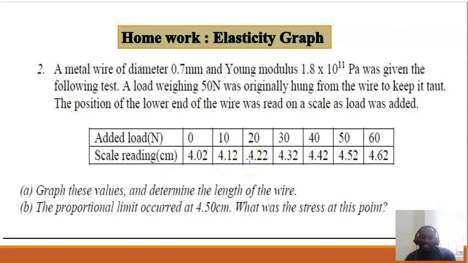So in essence, you have to subtract 4.02 from all the scale readings to determine the extension. And you need not add any weight to this added load, because these are the actual loads that are causing the extension. If that is clear, I think we can proceed with this understanding.